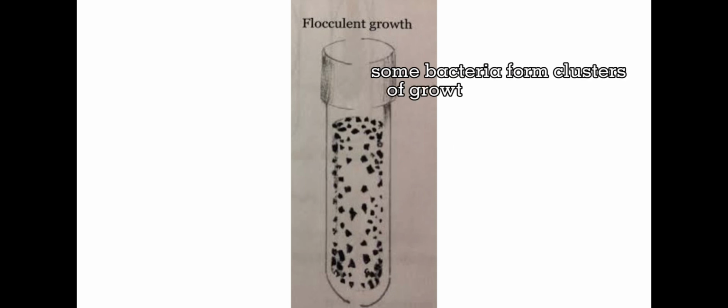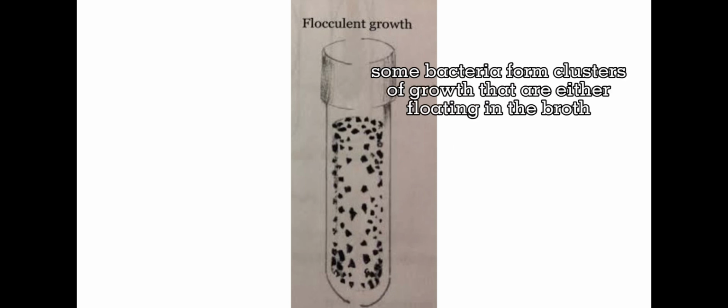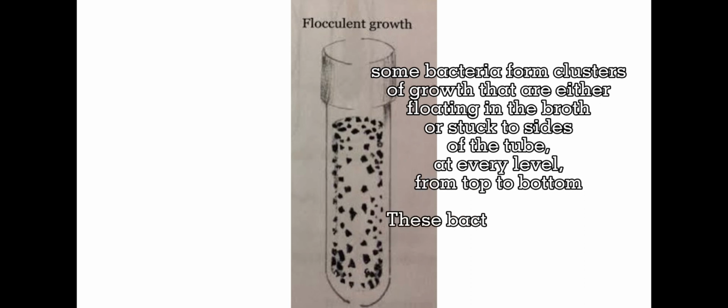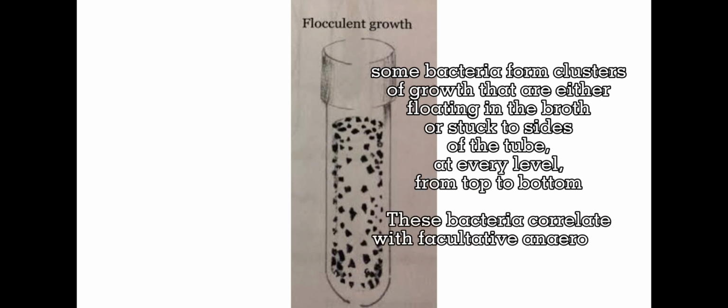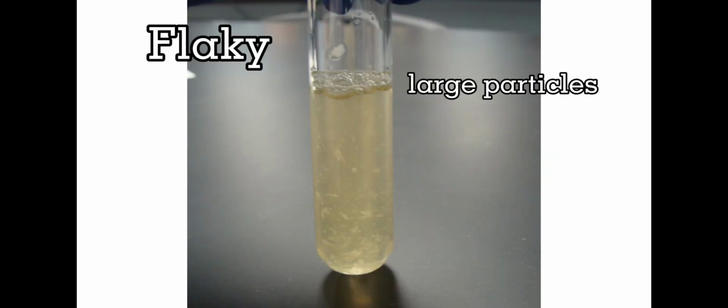Some bacteria form clusters of growth that are either floating in the broth or stuck to the sides of the tube at every level. From top to bottom, these bacteria correlate with facultative anaerobes. Flaky: large particles.